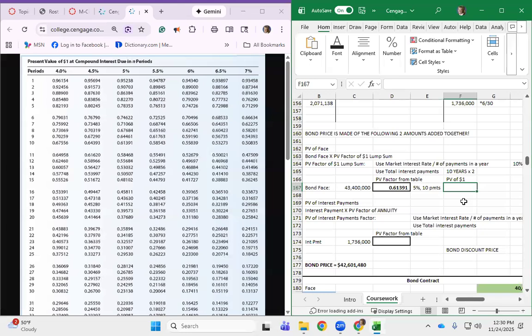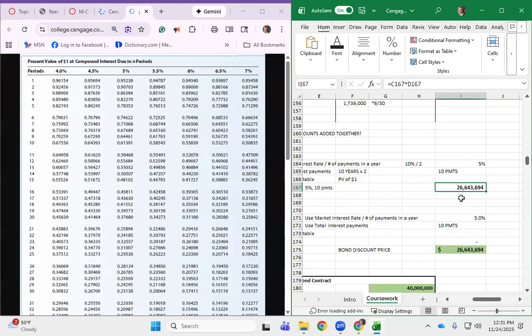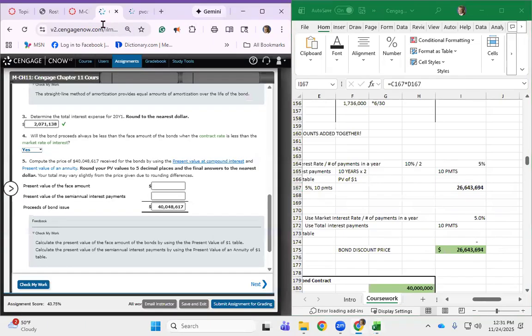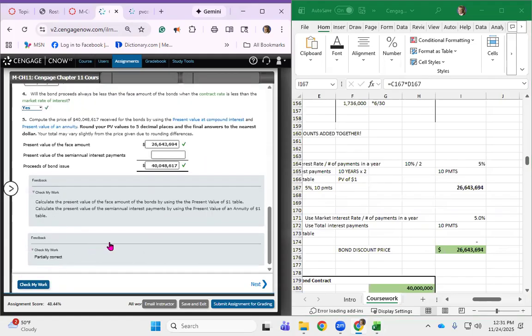So when I take 43,400,000, my present value, I'm going to put this in my problem now. 26,643,694. Okay, that should be the present value of the face. Well, you have 2 choices now. You can either just plug for this number, because this plus this should be this. Or I'm going to take you the long way of finding this. You can do the short way, but I'll prove it to you.